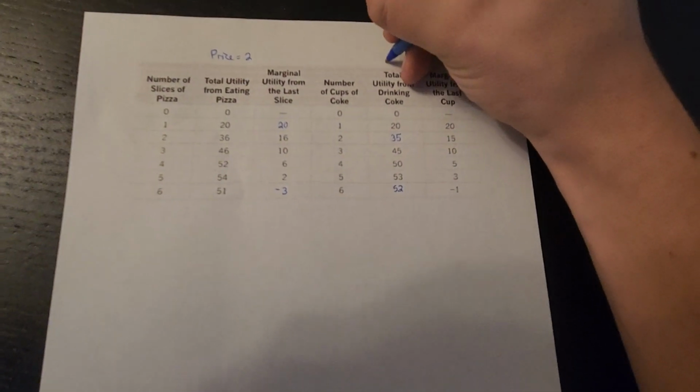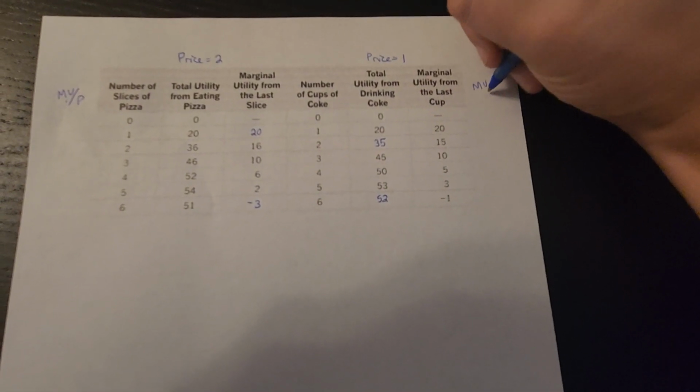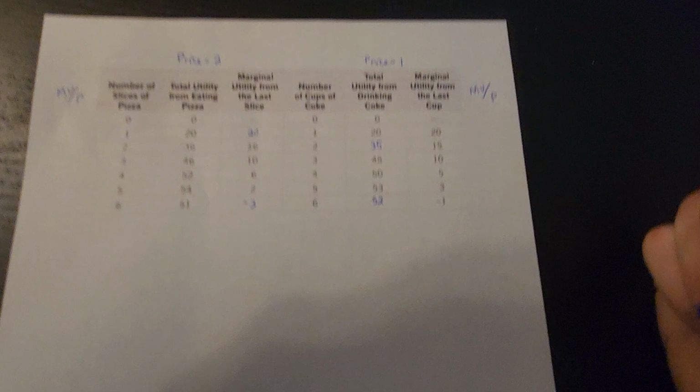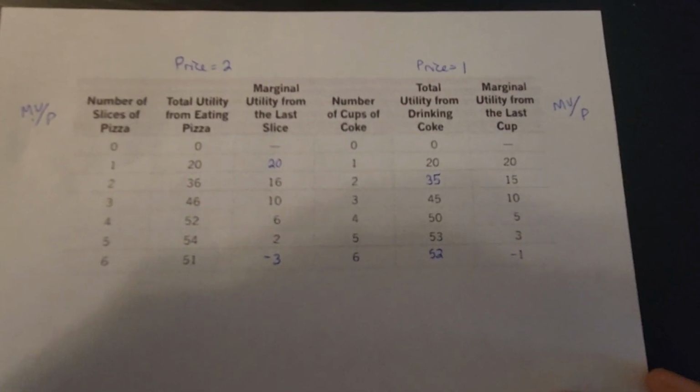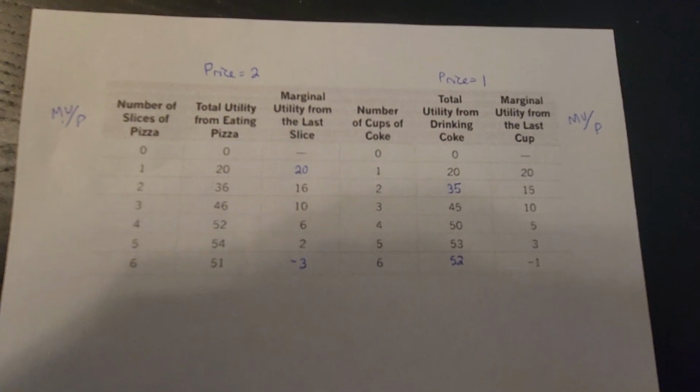Now let's do a utility maximization problem. In this example, the price of pizza was $2. The price of Coke was $1. So we need to make a new variable for each of these called marginal utility per dollar. Bang for your buck. How much happiness can you buy with $1 of additional purchase?